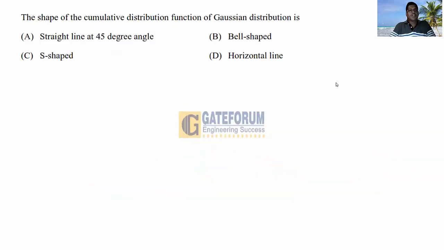The question is, the shape of the cumulative distribution function of a Gaussian distribution is: A, straight line at 45 degrees angle; B, L-shaped; C, S-shaped; D, horizontal line. Solution. This question is from engineering mathematics, from the topic probability and statistics, subtopic distributions.